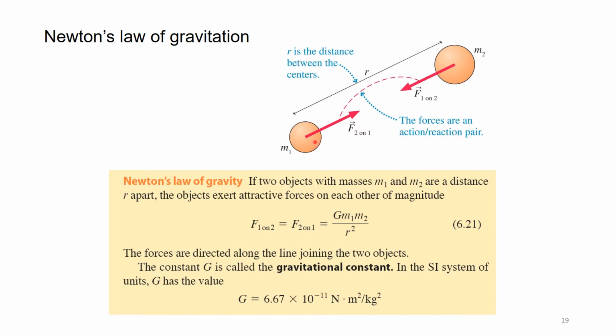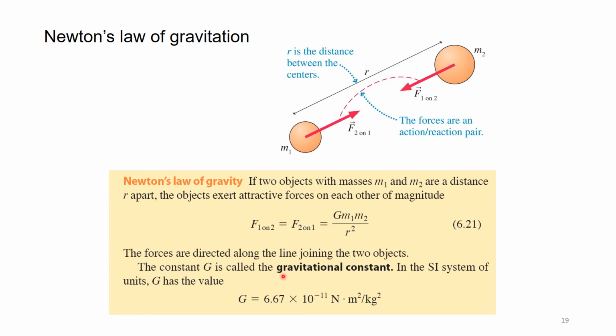Newton's law of gravitation says that just because these two objects have masses, they will attract each other with a gravitational force, and this force is always attractive. We can look at the text in the box here. If two objects with masses m1 and m2 are a distance of r apart, the objects exert attractive forces on each other of magnitude this quantity. The magnitude of the force is given by uppercase G, which is a constant we'll see later, multiplied by the two masses divided by r squared. This gives us the magnitude of the forces, and the directions are always pointed towards the other mass.